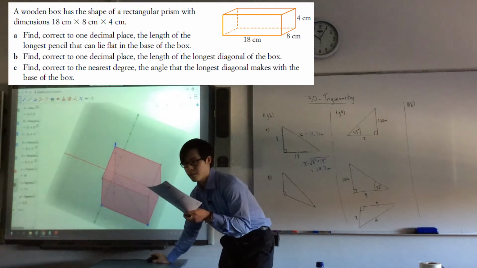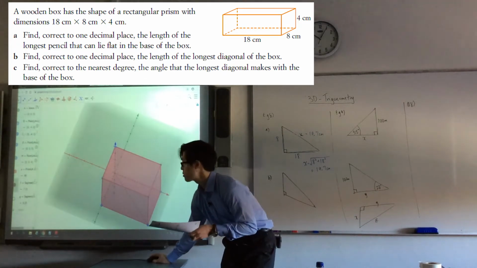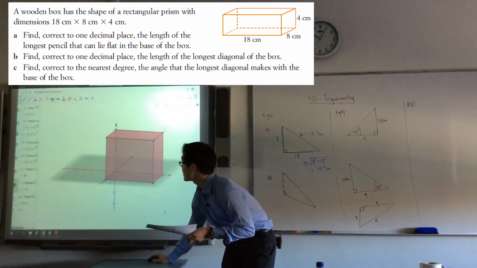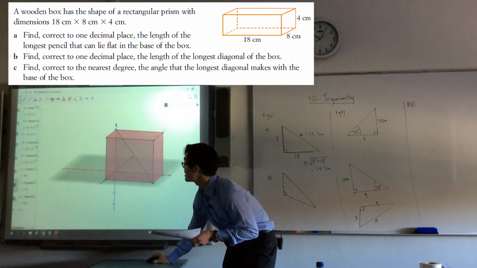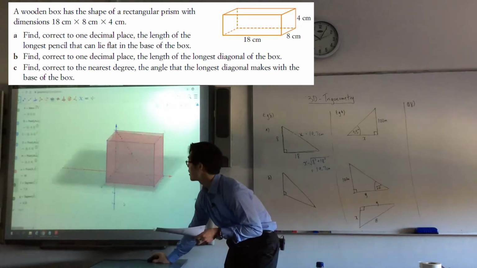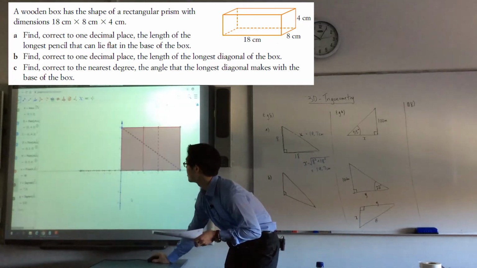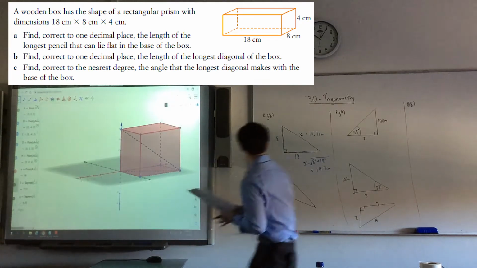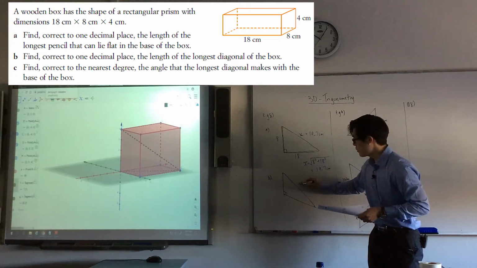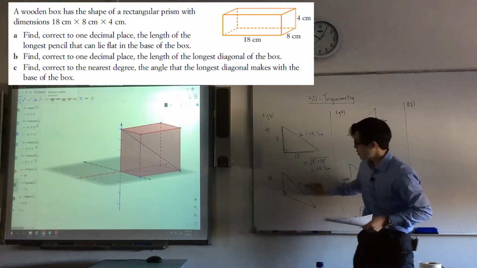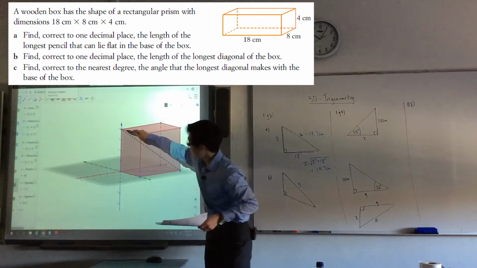Now, next question. Find, correct to one decimal place, the length of the longest diagonal of the box. Girls, in the box here, can you see that the longest diagonal that you can get inside the box is that length there? So let's look at it from the side like that. Can you see that image here? Let's call that length y. Now, from that image, what's the length of that?